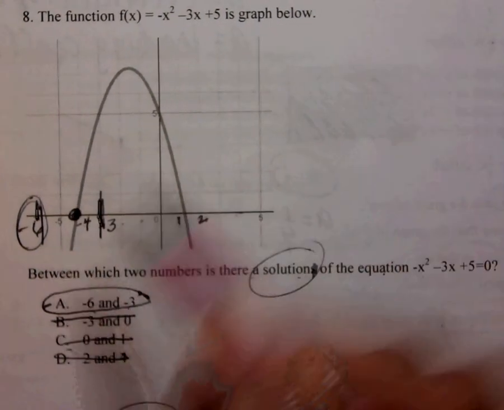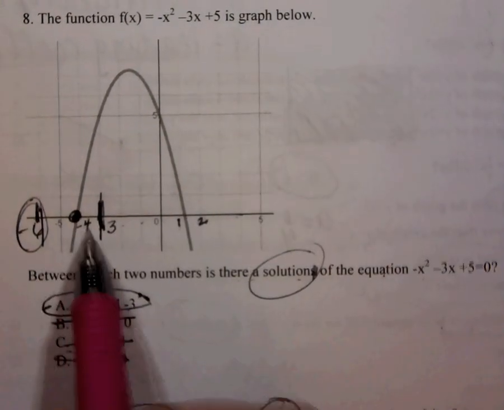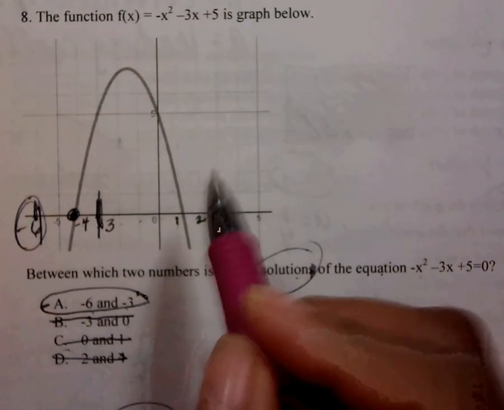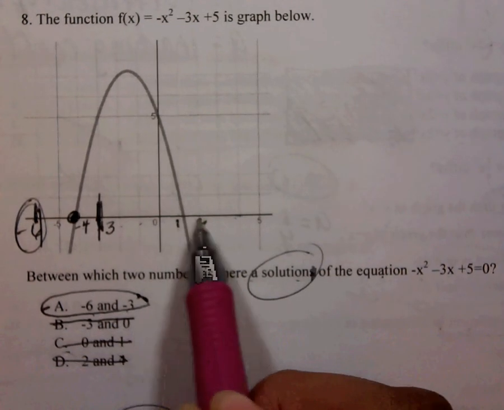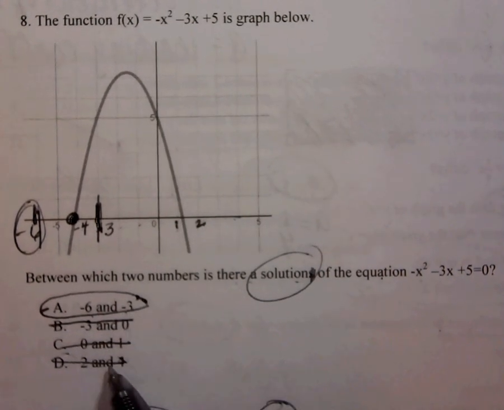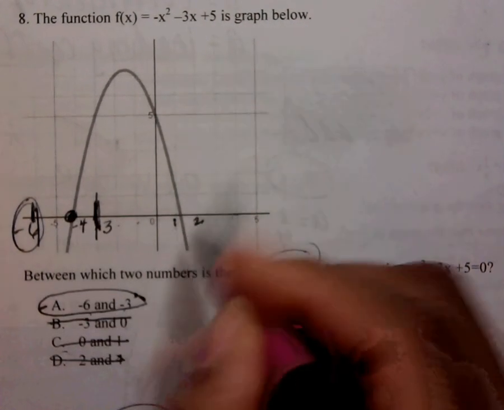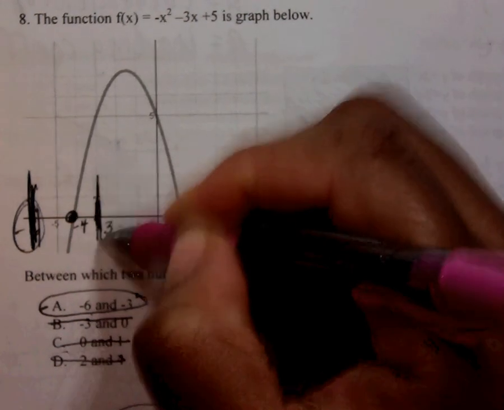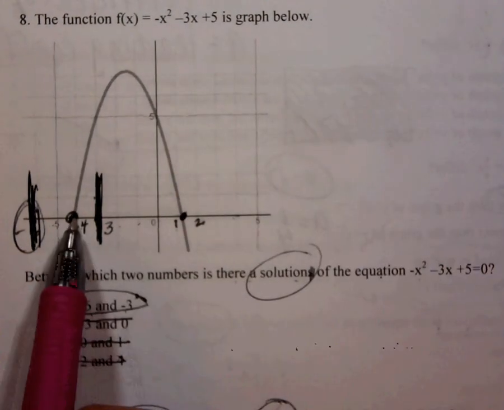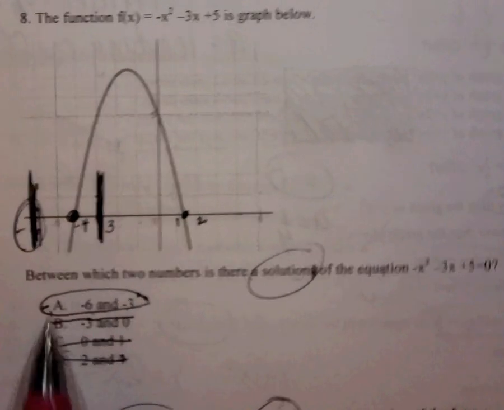This 0, although it is between -5 and -4, that's not an answer choice. And here it's between 1 and 2, that's not an answer choice either. The only one out of A through D that describes one of the solutions is going to be between -6 and -3. That solution there makes A the answer.